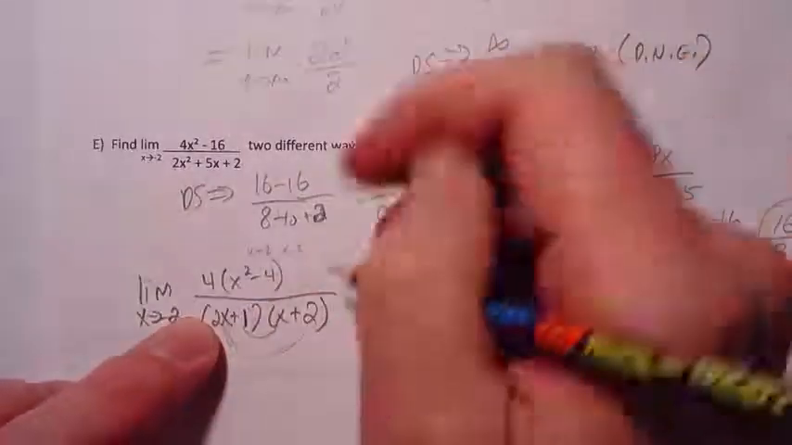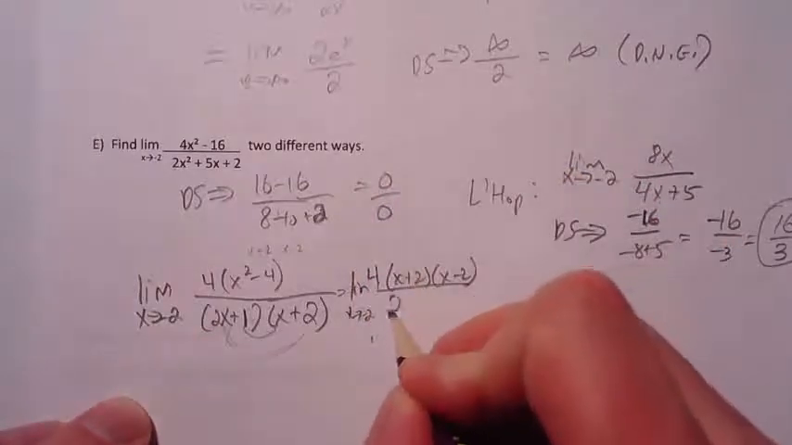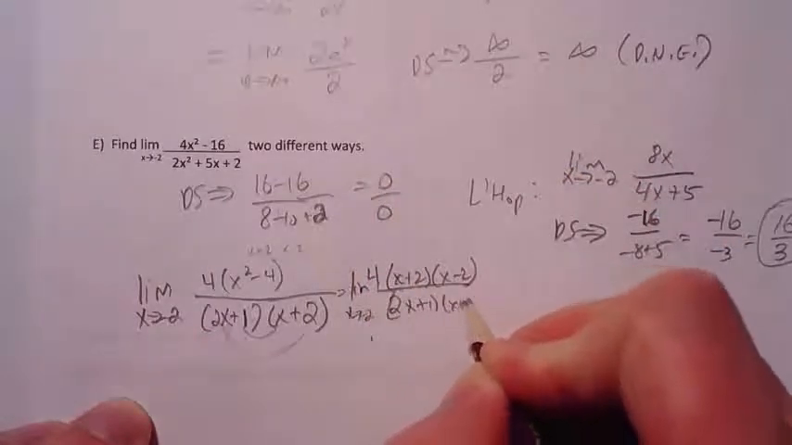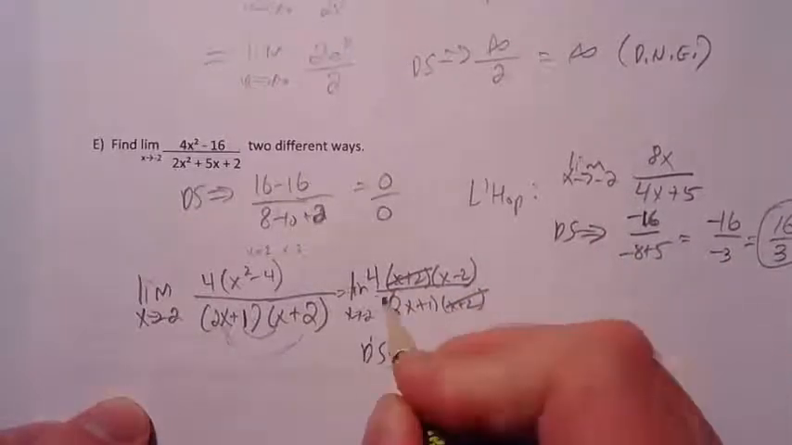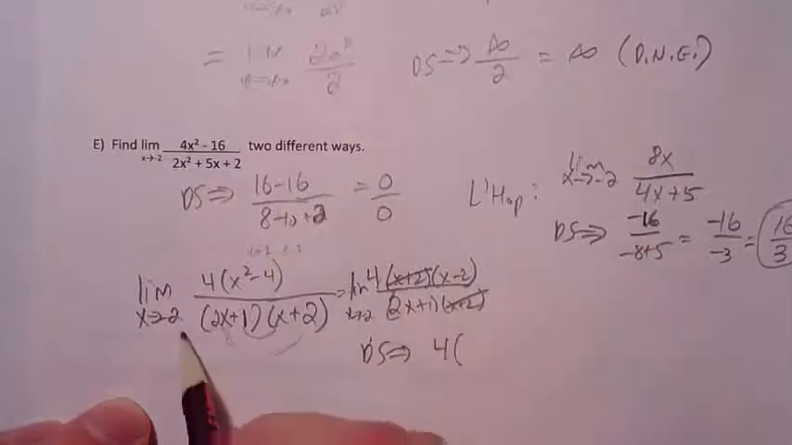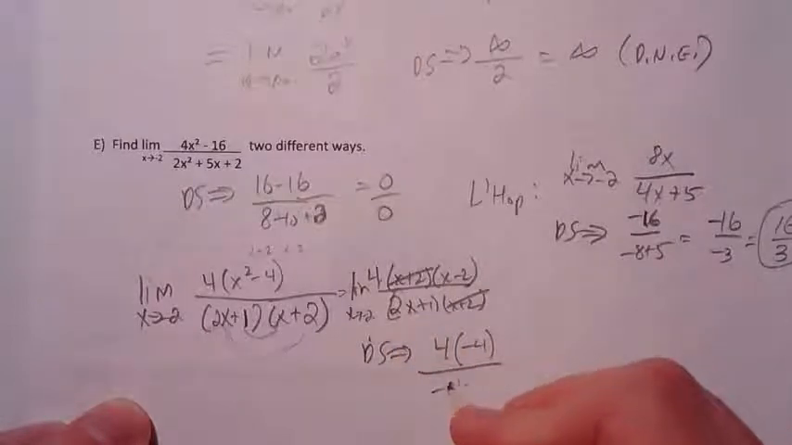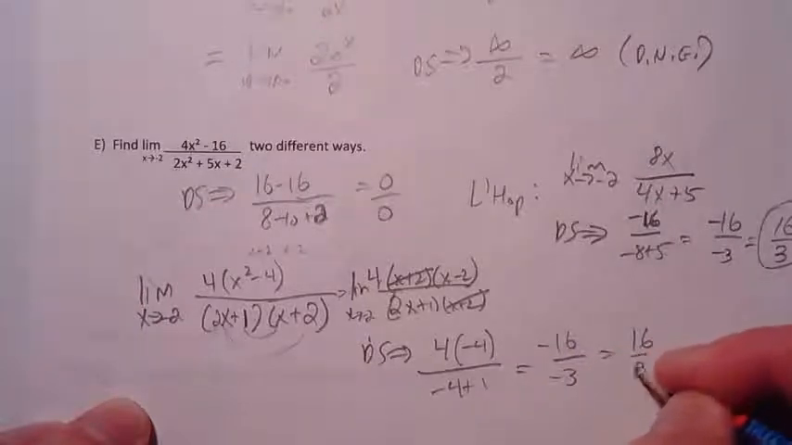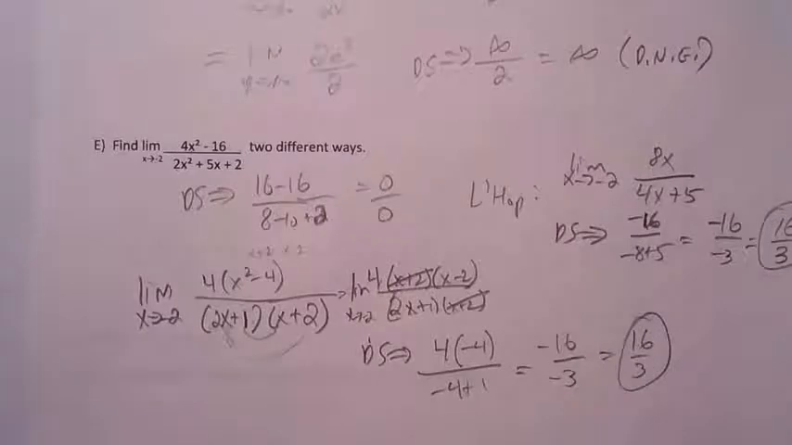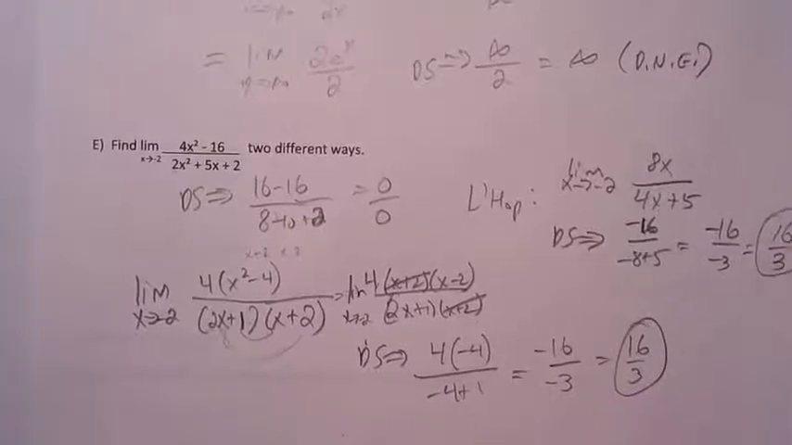I'm really still doing the limit of this. We've got 2x plus 1 and x plus 2. These factors make 1 when you divide them. And so if I direct sub into what's left, I get 4 times, this is negative 4. And on bottom I get negative 4 plus 1. And I get negative 16 over negative 3 again. So this is the old way we found these limits. This is L'Hopital's rule, that's the new way. You should obviously get the same thing using either technique.